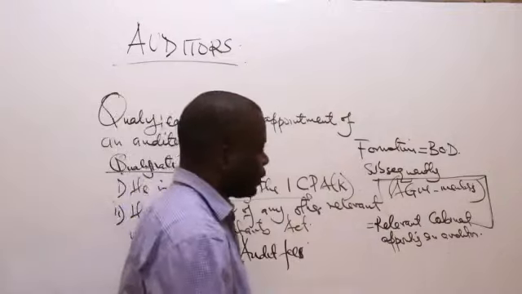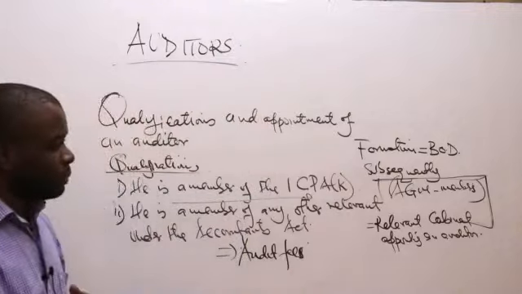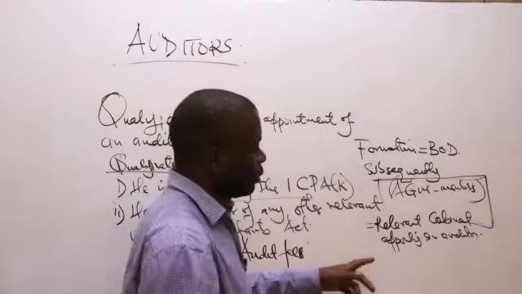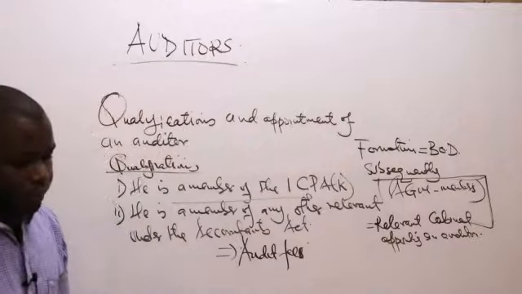If the company fails to appoint the auditor, the company could make an application to the relevant cabinet secretary to be able to appoint the auditor of the company.